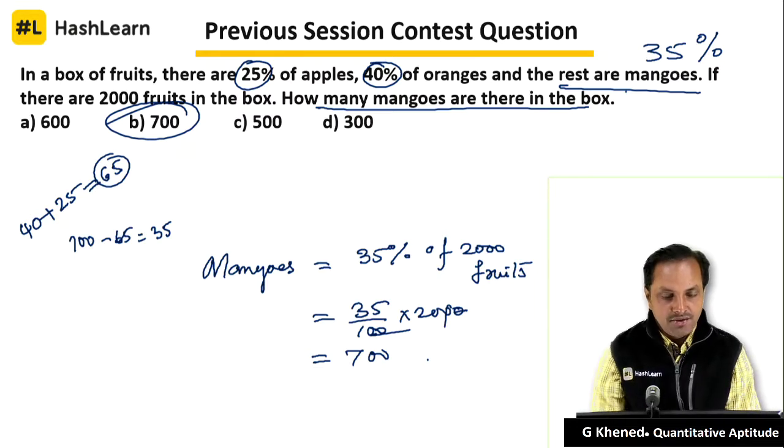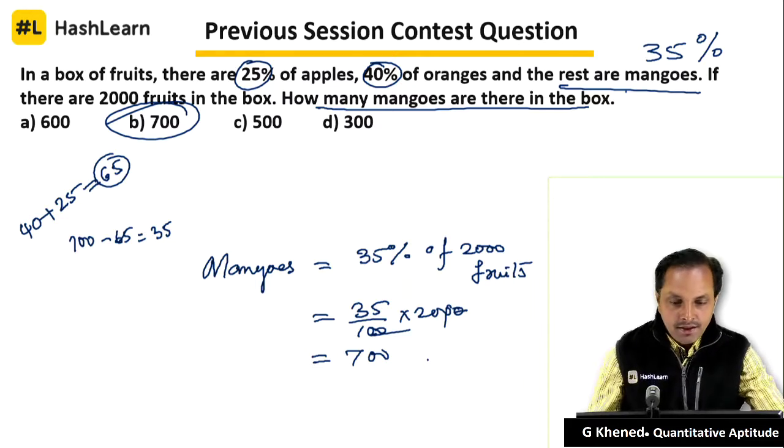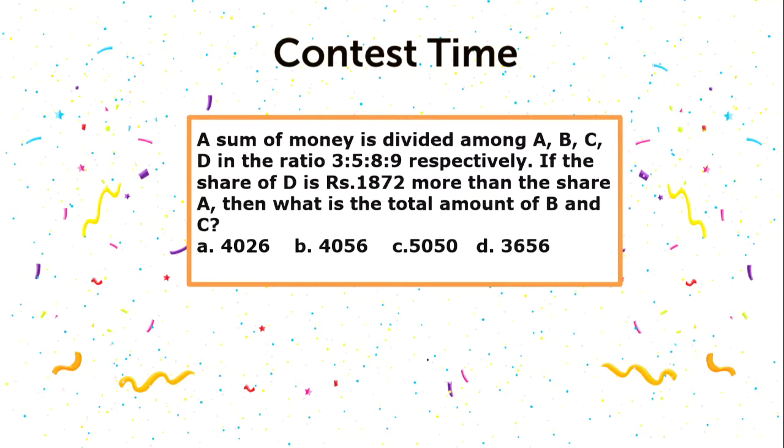Okay, so that was the problem which you solved in the previous session, and the next is the contest time. Here is the question. A sum of money is divided among A, B, C and D in the ratio 3:5:8:9 respectively. If the share of D is 1872 rupees more than the share of A, then what is the total amount of B and C?